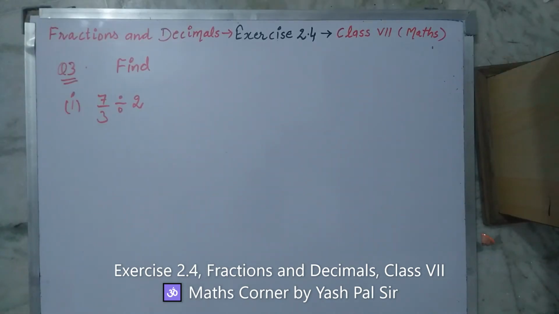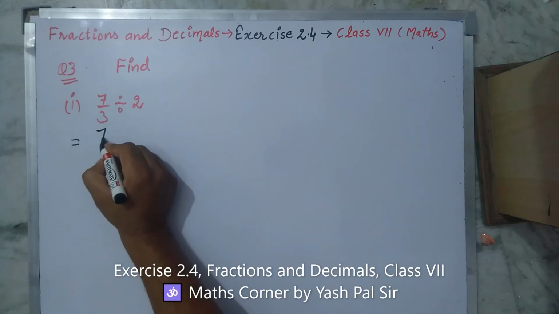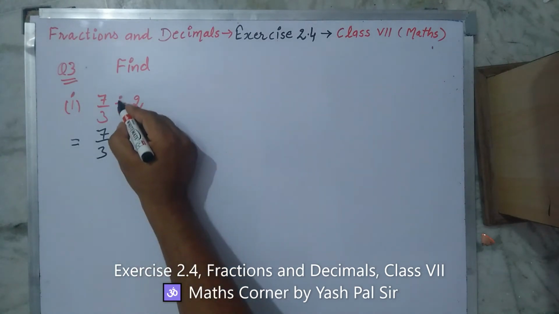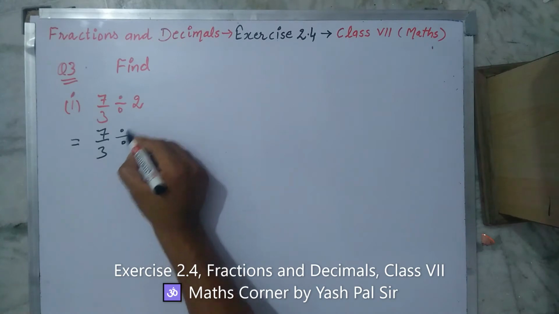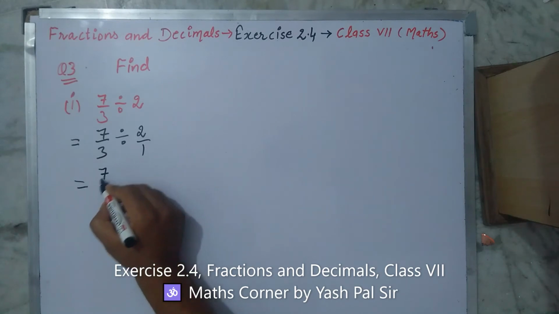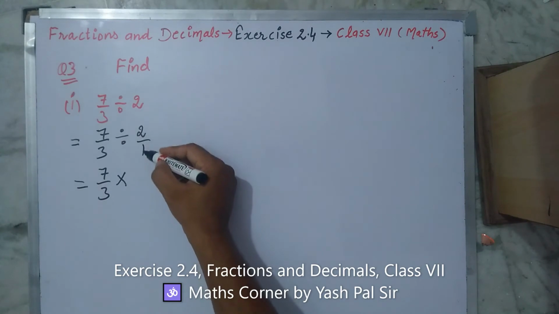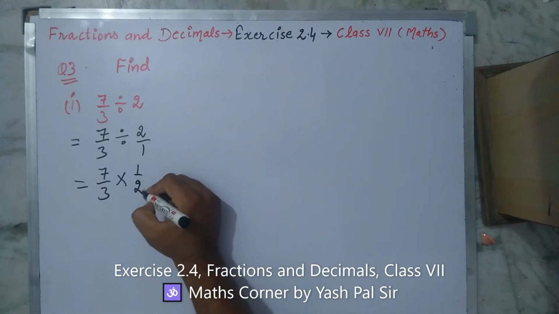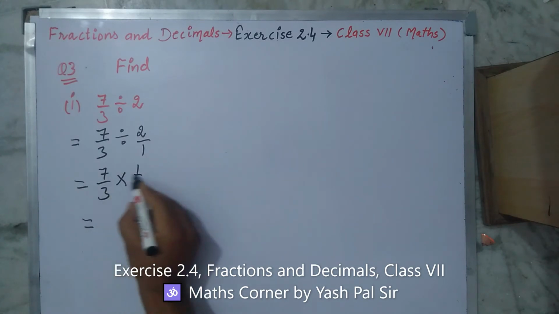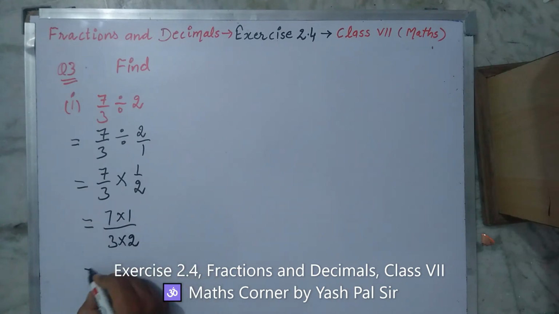Now coming to question number 3, find, first part is 7 upon 3 divide 2. So how to solve this? First of all, writing 7 upon 3 as it is, convert this divide sign, 2 means 2 upon 1. Again, next 7 upon 3, convert this divide into multiplication. Reciprocal of 2 upon 1 is 1 upon 2. So what is the answer? 7 into 1 divide 3 into 2. That means 7 upon 6.